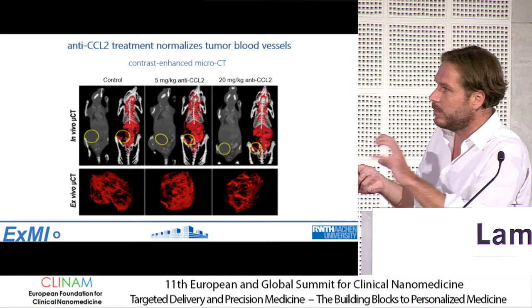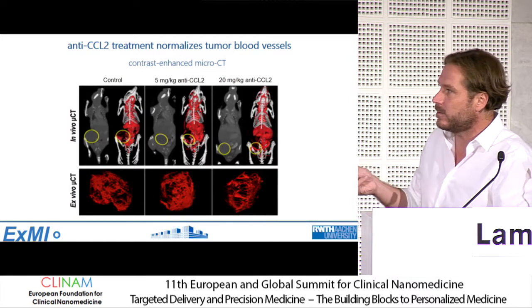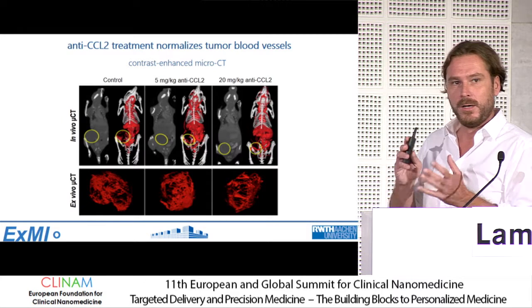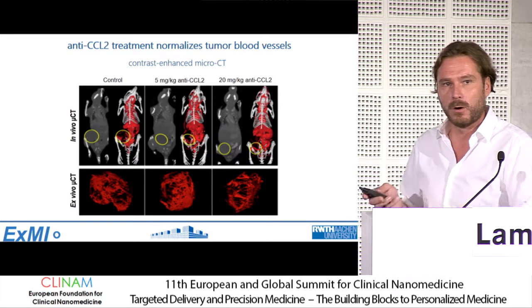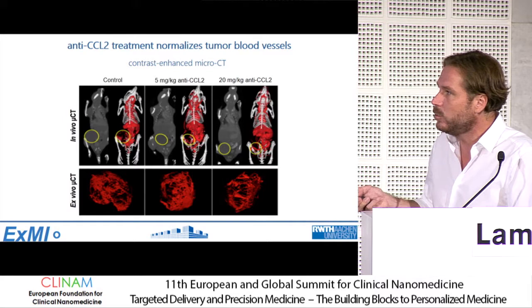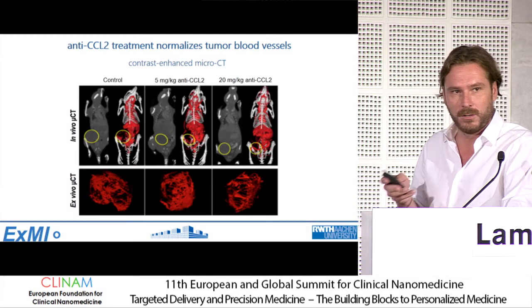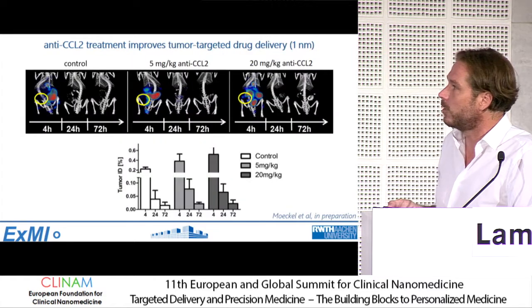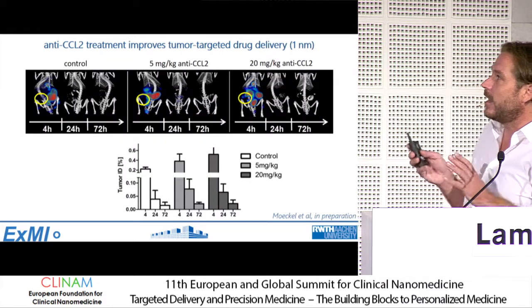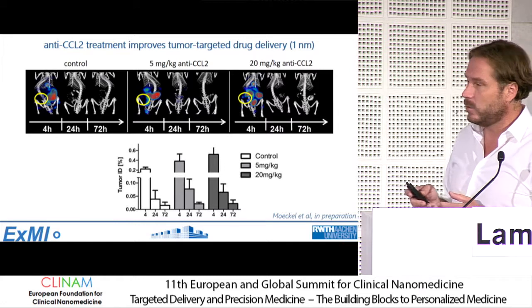So if these images would be revolving, you would see that this vascular network in this normalized tumor, it looks much more normal. So the vessels are more properly distributed. They don't have huge lagoons on one side of the tumor like here or here, but it's a more functional, better distributed vascular network. And as a result of this improved network, we also get improved delivery.